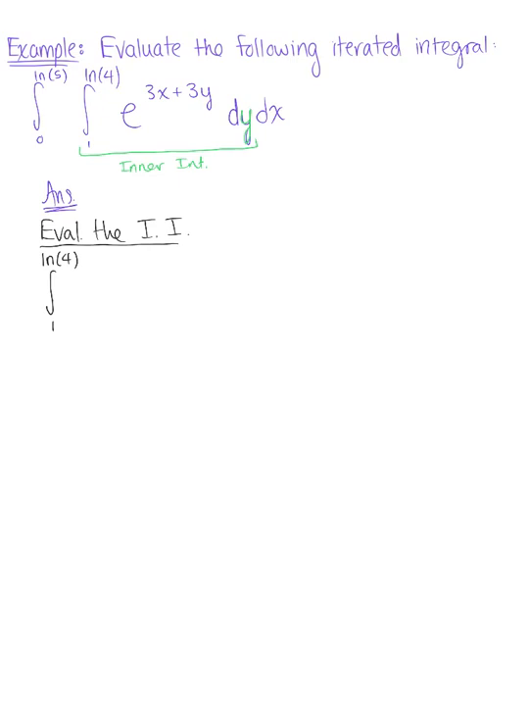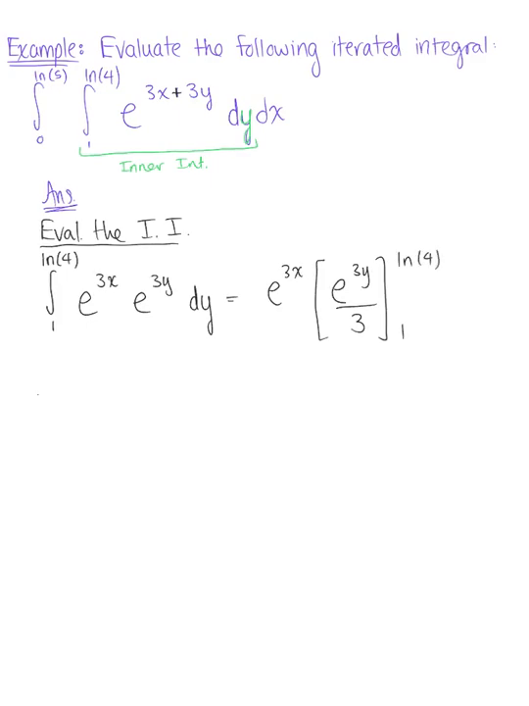And I'm going to separate this exponential here. Remember, if we're adding exponents like this, we can rewrite it as the product of the natural exponential raised to the 3x times the natural exponential raised to the 3y dy. And we're ready to integrate. So we have a constant of e^(3x) multiplied by the integral of e^(3y) divided by 3 from 1 to the natural log of 4, and we're ready to evaluate.